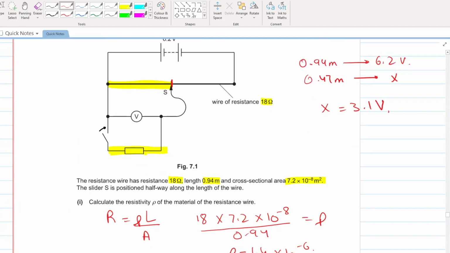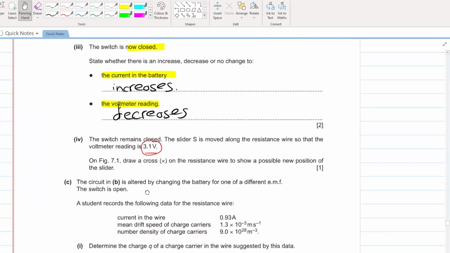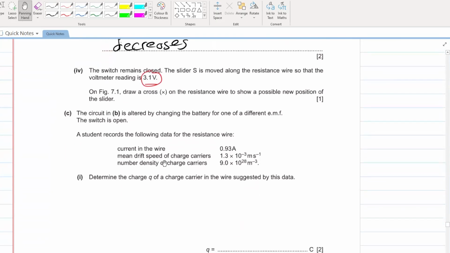Yes, you will place the slider more towards the right. Let's say somewhere here. We have to make a cross, and how do we have to label it? Okay, we just have to draw a cross. Perfect. The circuit in B is altered by changing the battery for one of a different EMF.